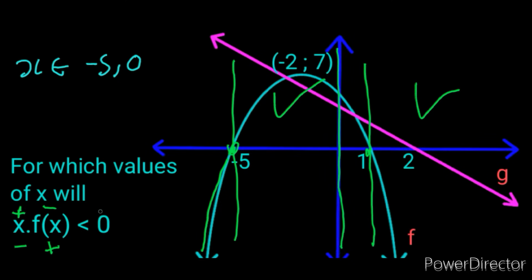Now let's talk about the brackets. Will it be square or curved? It depends on the question. If the question says less than only, then it means it will be curved. But if the question says less or equals to, then it means we'll have square brackets. But because of the question in this case, we'll have curved brackets.